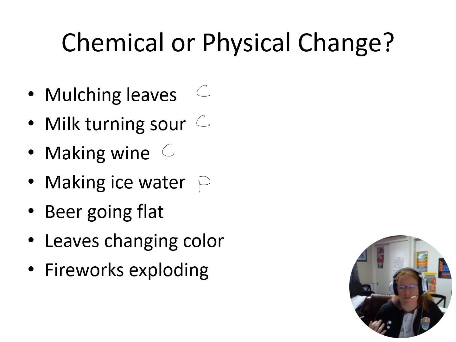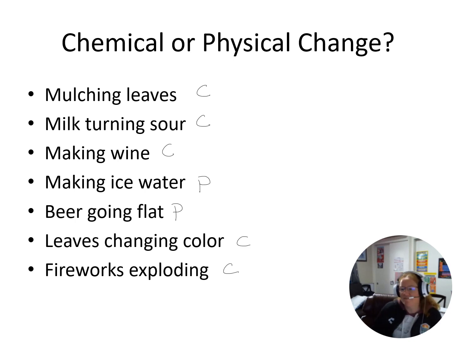Beer going flat. When something goes flat, like a soda or a beer, typically what's happened is there is carbon dioxide dissolved in the liquid. And when it goes flat, it just means that the carbon dioxide has bubbled off. There's no reaction that occurs. It's just that the gas that's in there has bubbled off. So that's physical. Leaves changing color, chemical. And fireworks exploding, that is also chemical.